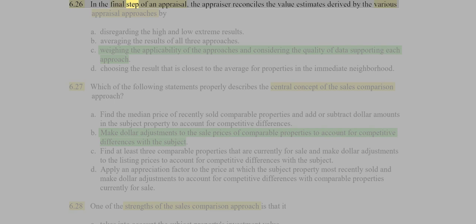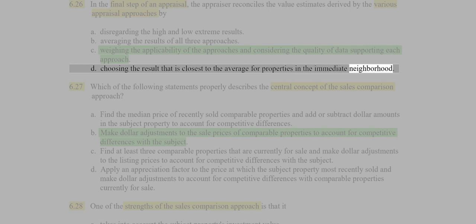6.26 In the final step of an appraisal, the appraiser reconciles the value estimates derived by the various appraisal approaches by A. Disregarding the high and low extreme results. B. Averaging the results of all three approaches. C. Weighing the applicability of the approaches and considering the quality of data supporting each approach. D. Choosing the result that is closest to the average for properties in the immediate neighborhood.